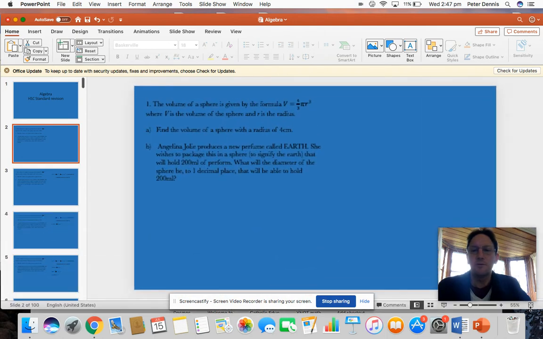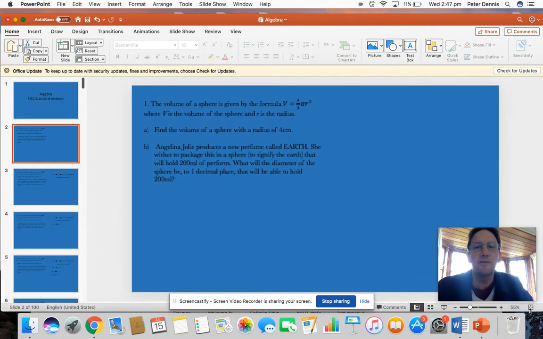Okay, so here's the first question. The volume of a sphere is given by that formula where V is the volume. Find the volume of the sphere with radius 4 centimeters. This is an easy first question. You're just substituting 4 in for the radius.